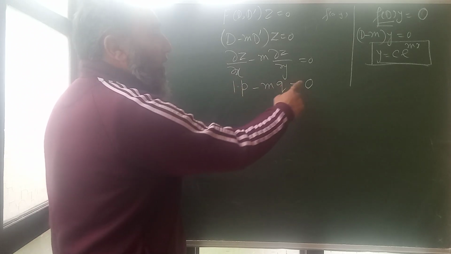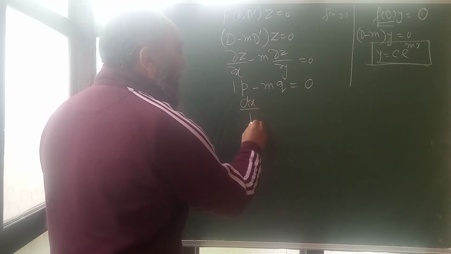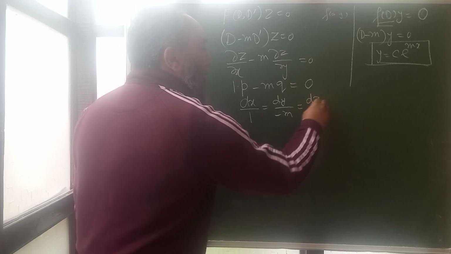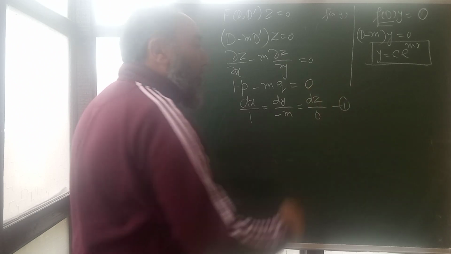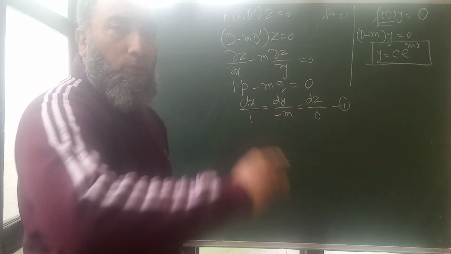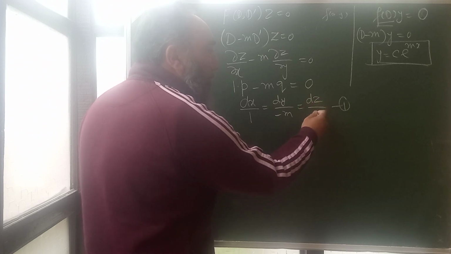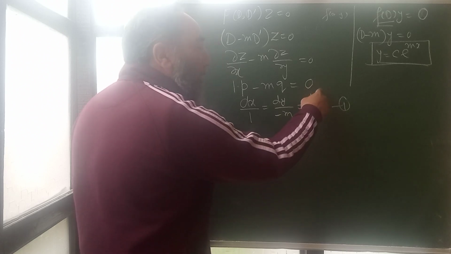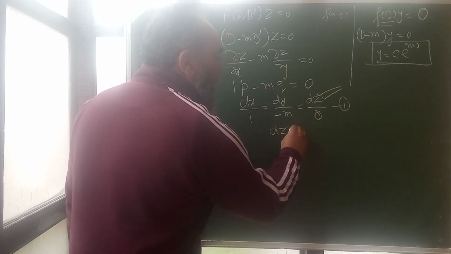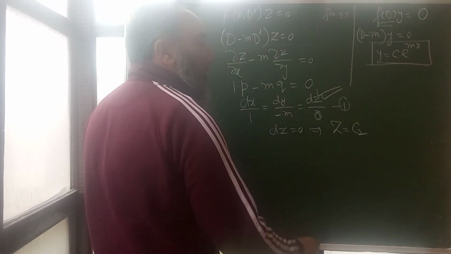P p plus Q q equal to R. So what is Lagrange's auxiliary equation? dx by 1, dy by minus m, dz by 0. This is Lagrange's linear form, and the solutions are obtained, you know, by the four methods. Now one of the solutions is there. See, dz by 0, when the denominator is 0, so is the numerator. Taking this factor, we will get dz equals 0, which gives us z equals some constant, say c1.